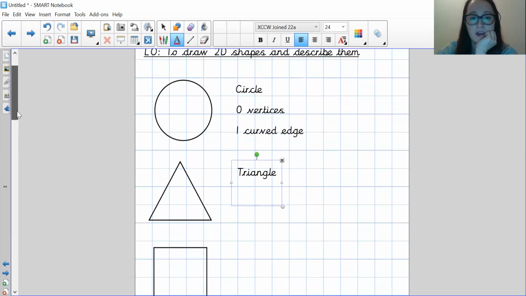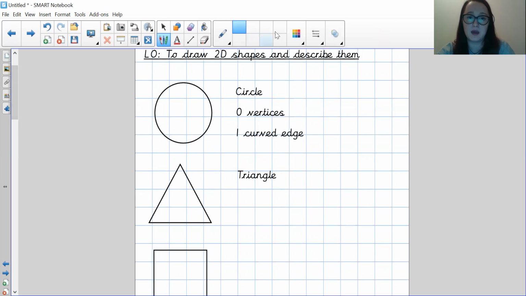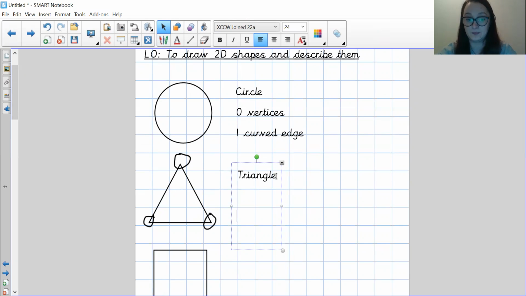And what I'm going to look at here is how many vertices it has. So if you remember, a vertices is a posh word for a corner, isn't it? It can be any size corner, just a corner. So if you look here, and I'll get my jazzy pen, I've got one corner here, I've got 2 corners here, and I've got 3 corners here. So yes, it does have vertices. It's got how many? 3 vertices, 3 corners.